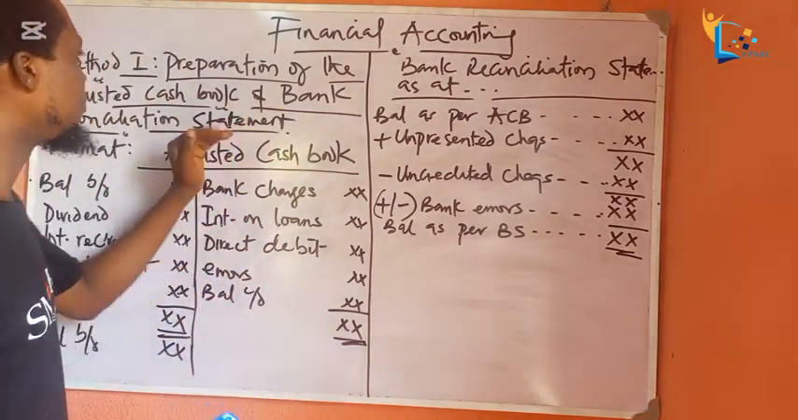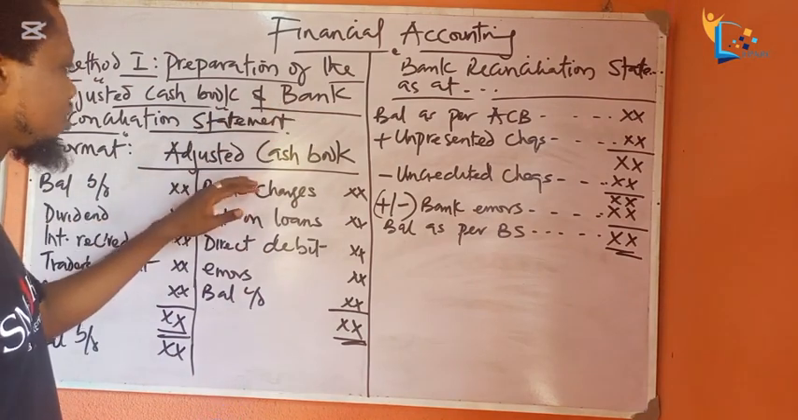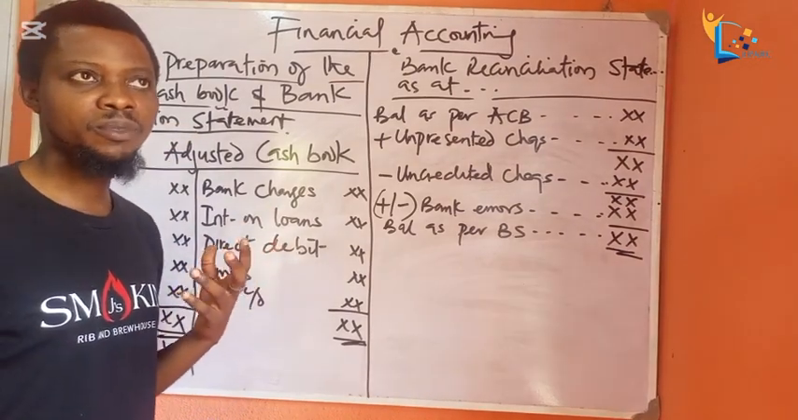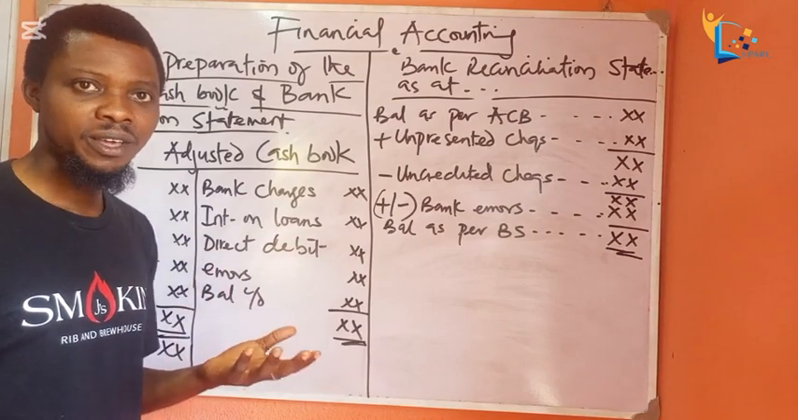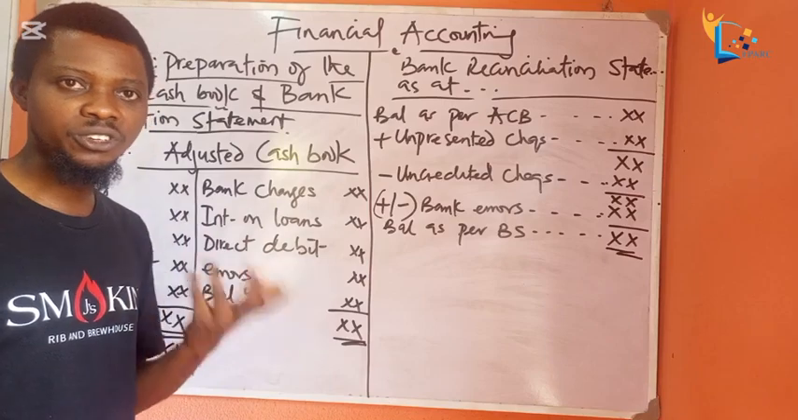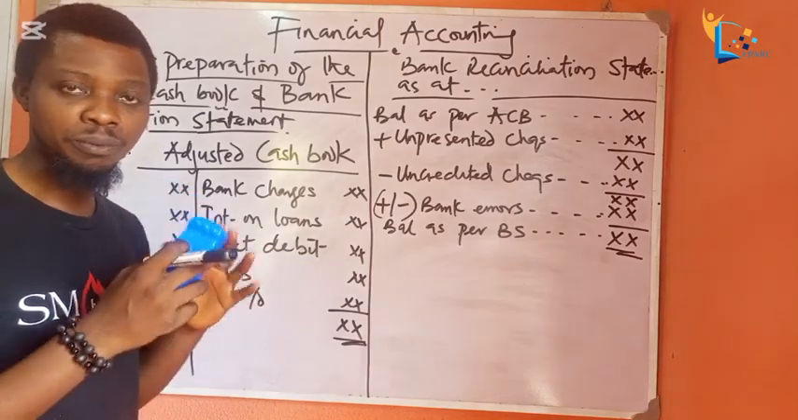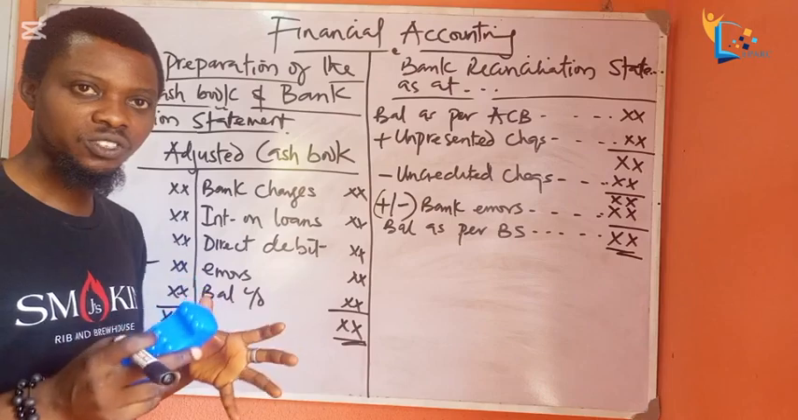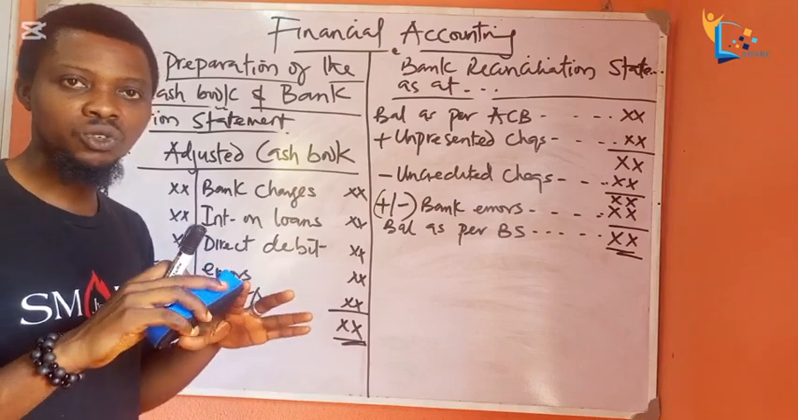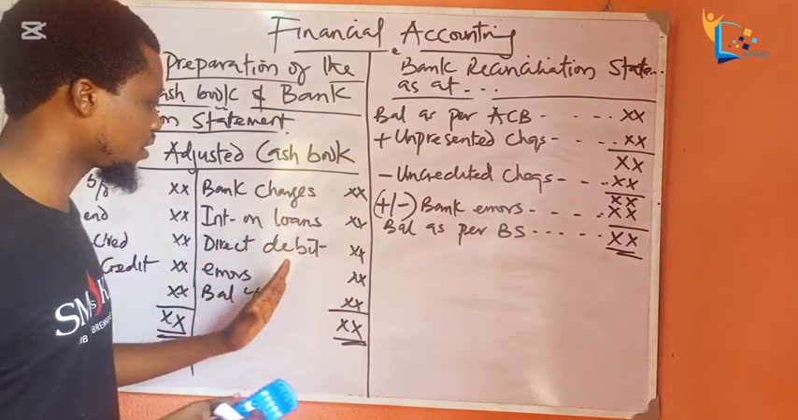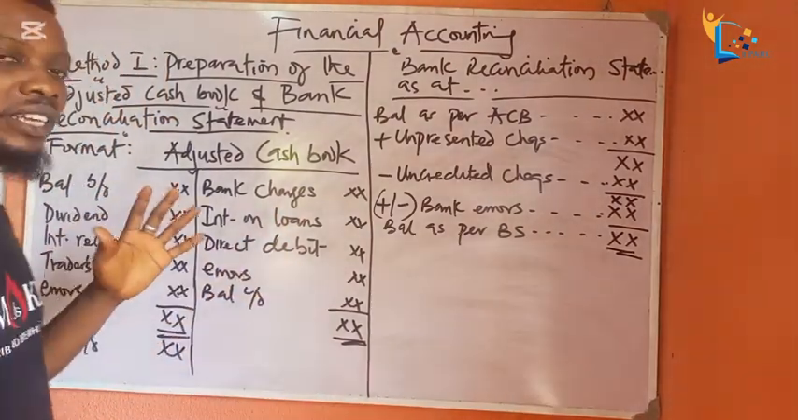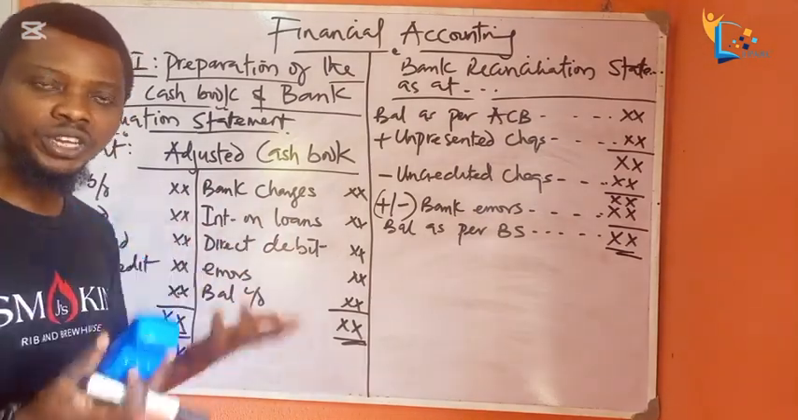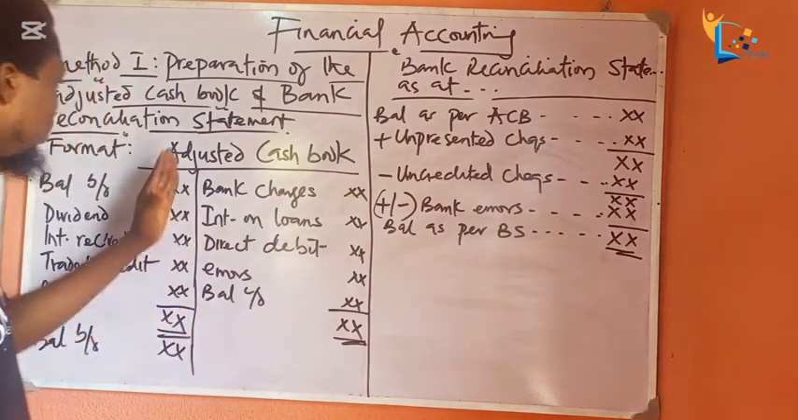All right, so the first method is preparing the adjusted cash book and the bank reconciliation. Remember, we have an adjusted cash book because of the discrepancies and disagreements. There must have been errors or one thing or the other in the bank column of the cash book, so we have to adjust it to accommodate those errors and discrepancies. Remember, in the cash book, the debit side has to do with money coming in or receipts, while the credit side has to do with money going out or payments. So this is the adjusted cash book.